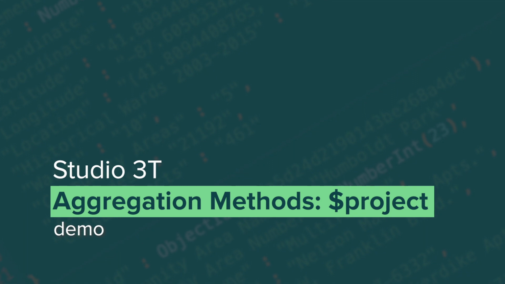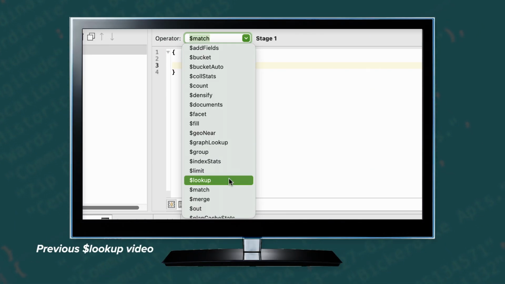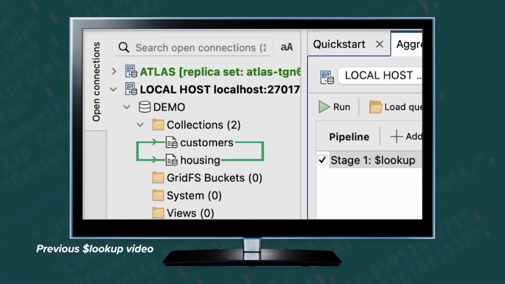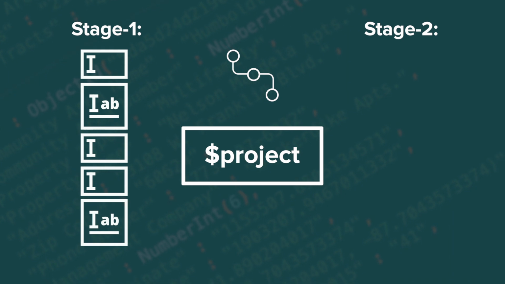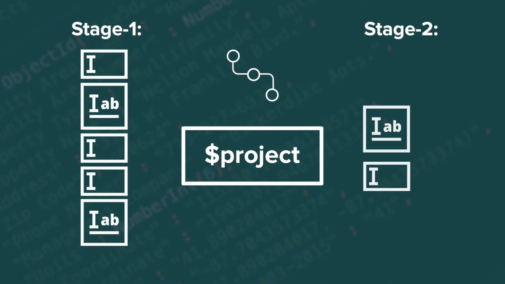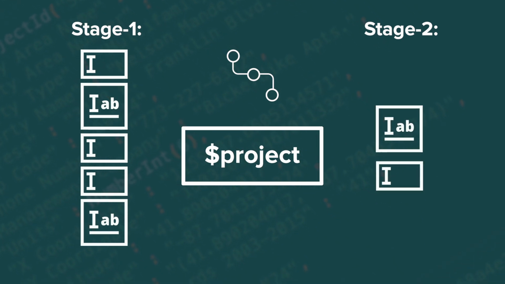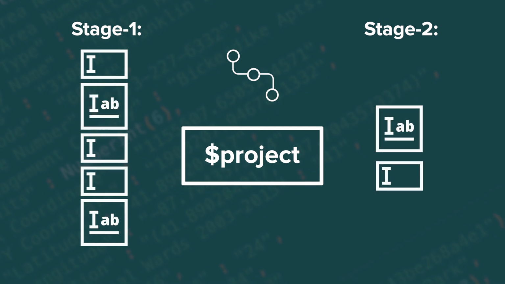This Studio 3T Highlights video is a continuation from our lookup stage example and uses the customers and the Chicago affordable housing datasets. The operator project selects specific fields and passes them through the next stage. It's extremely useful for filtering a document to show only the fields we need.